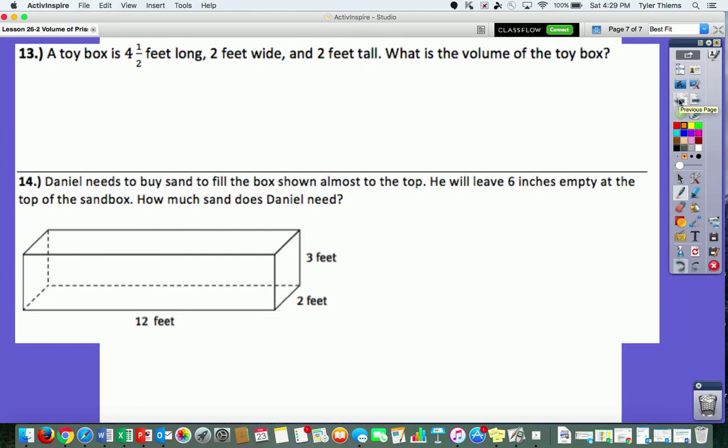I hope you guys learned a lot on this lesson on how to find the volume of both cubes and right rectangular prisms. Thank you so much for listening.